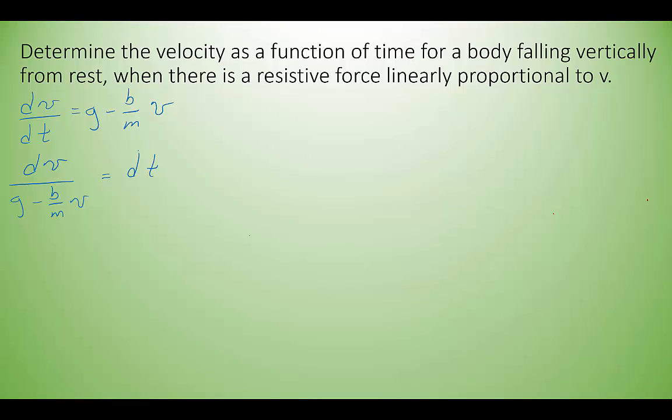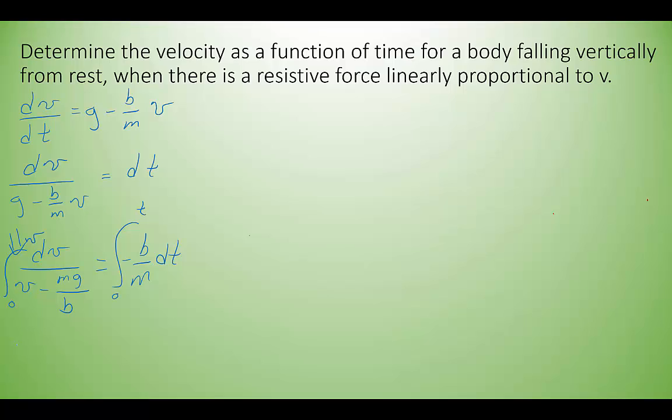Now, I want to rearrange that a little bit more to get rid of that b over m, because it's going to be important in a little bit. So we can rearrange this a little bit more, and this becomes dv over v minus mg over b is equal to negative b over m dt. Now, if we integrate both sides and we remember that v is equal to 0 at t equals 0, we can integrate from 0 to v and integrate from 0 to t.